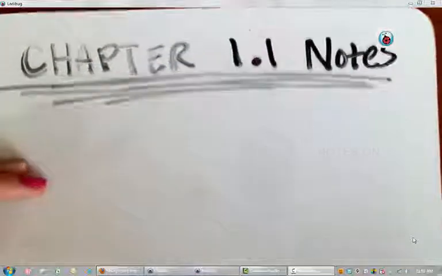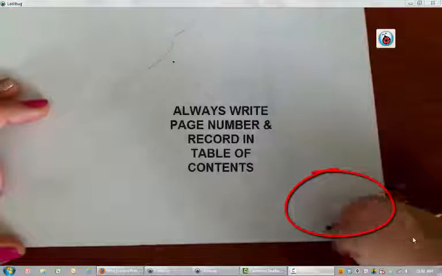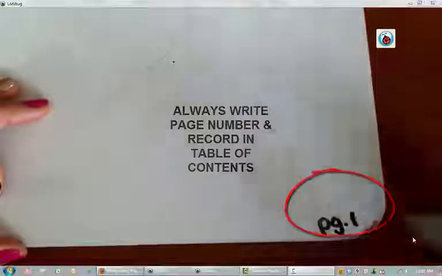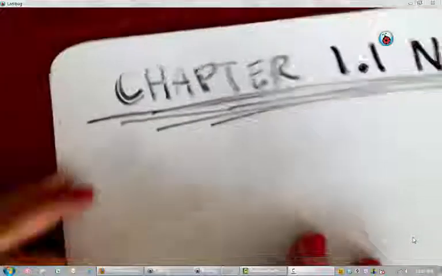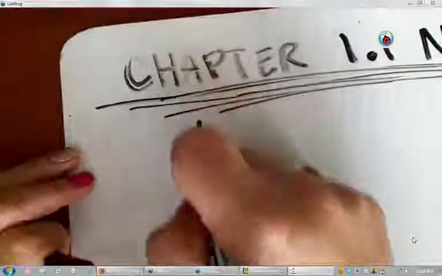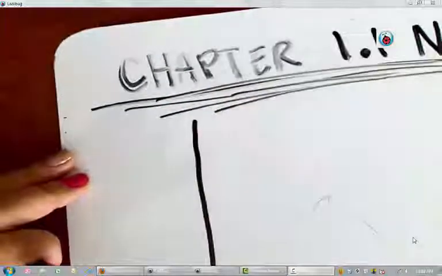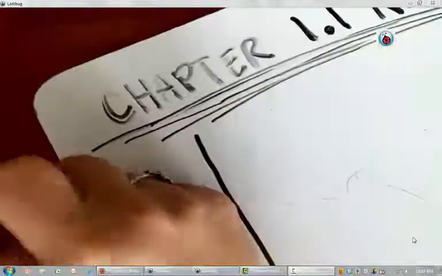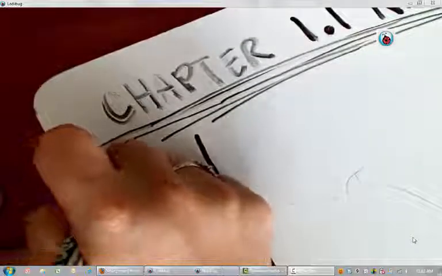Once we're done writing the title, we want to then write the page number in the bottom right hand corner of the page so that we can later record it in our table of contents. Then we're going to go ahead and draw a vertical line that splits the page into basically 1/3 and 2/3.